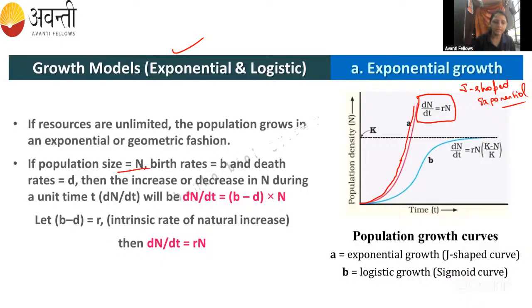So what do you mean by N? N is the population size. And you all know what r is? r is nothing but the intrinsic rate of natural increase, that is, reproductively how much it is going to increase. The equation you can also write as dN/dt = (b minus d) N, that is birth rate minus death rate, into N. So that is dN/dt = rN. Kindly remember that the J-shaped curve is for exponential growth.